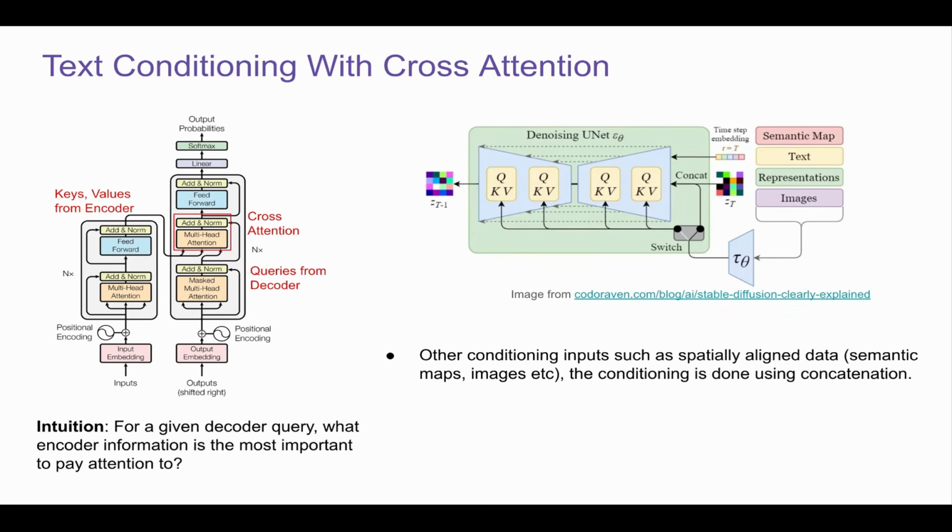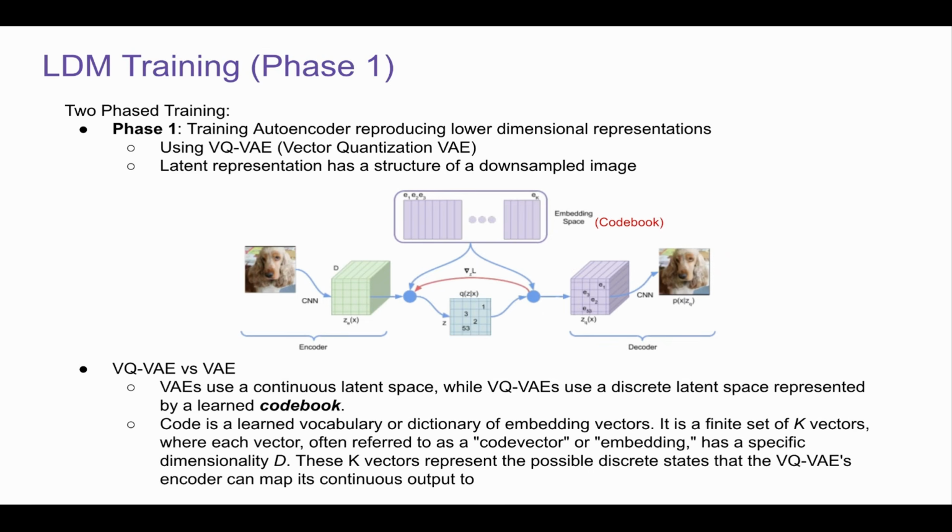Now let's take a look at the training for LDM. LDM training is two-phased. Phase 1 trains an autoencoder to reproduce lower dimension representations. In this case, it's not using the regular VAE, it's using VQ-VAE, vector quantization VAE. This diagram is the diagram for VQ-VAE. It is very similar to a regular VAE. The biggest difference is the codebook here.